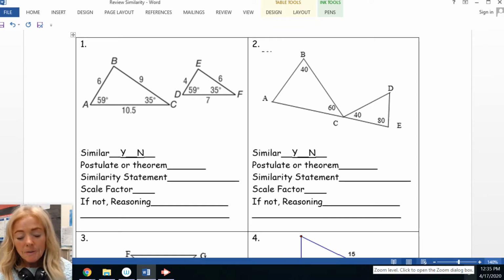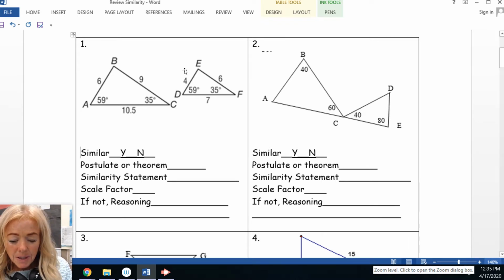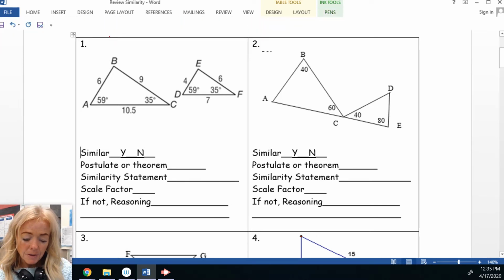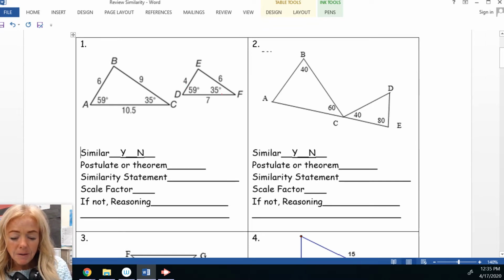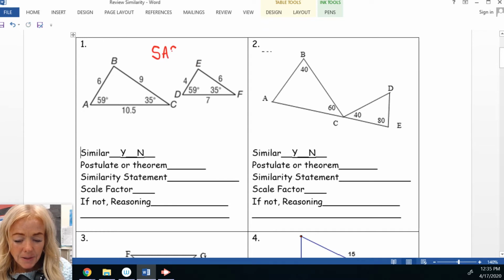So with our first triangles, you have all three sides, so you could check the side ratio and make sure they're all the same. Or because I have two angles that are the same, the 59-degree angles are congruent and the 35-degree angles are congruent, I can just test two neighboring ones. So I could try side angle side similarity. That's what I'm going to try, because then I only have to check two ratios out.